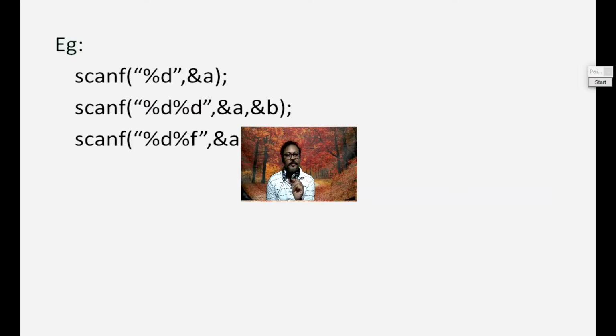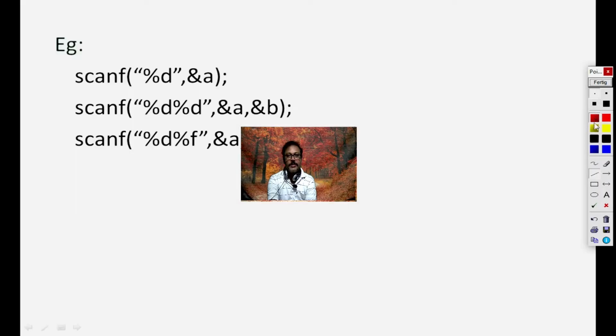Okay. So this is an example. The first one has only one argument or one variable. You can see the ampersand here. In all the cases, you can see before the variables there is an ampersand. So this is what is different from printf. In case of printf, the same format will be used, but the ampersand will be missing. Ampersand need not be there.